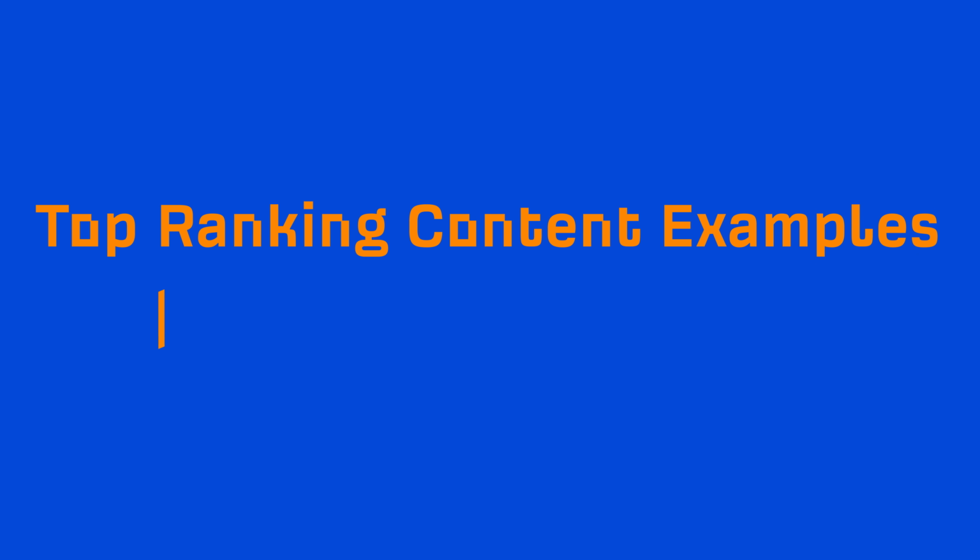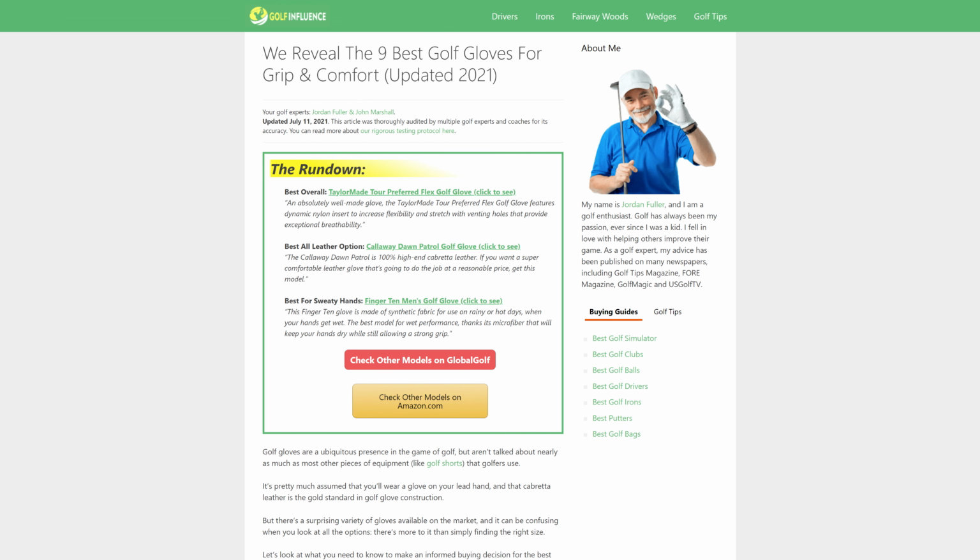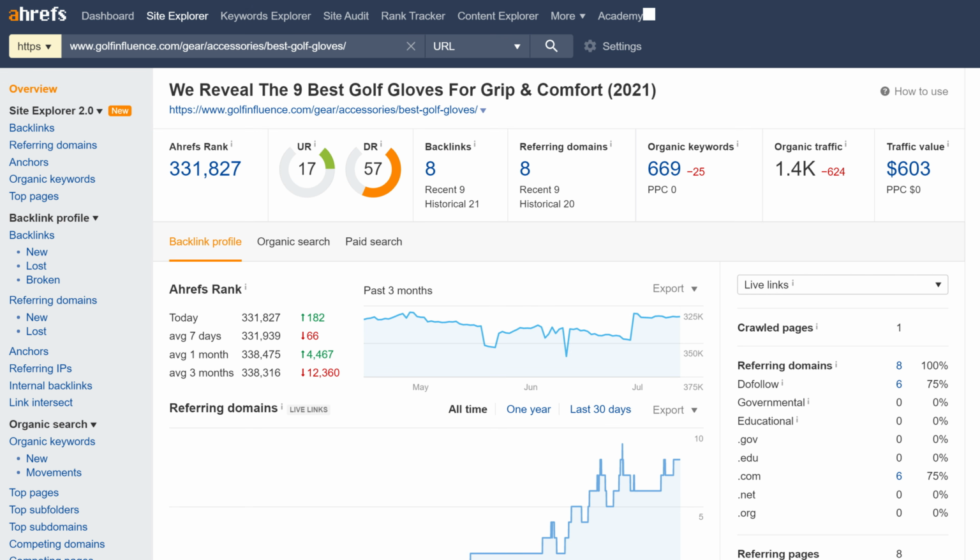The first example is for a typical affiliate best of post. This post currently ranks in position 2 for the query Best Golf Gloves. And according to Ahrefs Site Explorer, the page gets an estimated 1,400 monthly search visits.